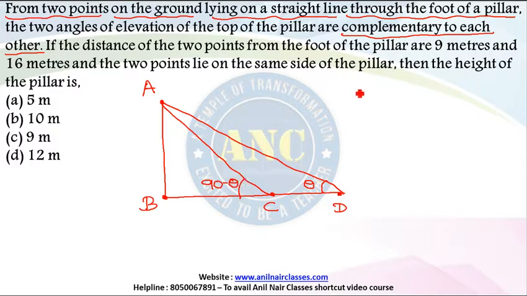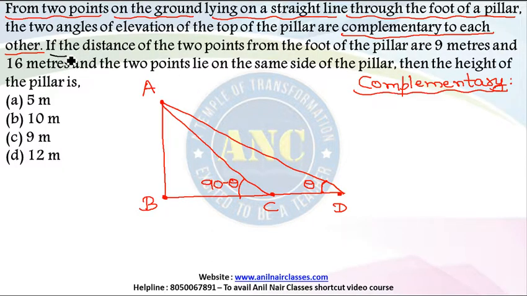What is the meaning of complementary angles? Complementary angles means the sum of two angles should be 90 degrees. I hope you are clear with this. Those angles are said to be complementary angles. Supplementary angles means the sum of the angles should be 180 degrees. Those are supplementary. Complementary is 90. That means if I call this theta, the other should be 90 minus theta. Then only theta plus 90 minus theta will become 90 degrees. Now, these are the two angles.